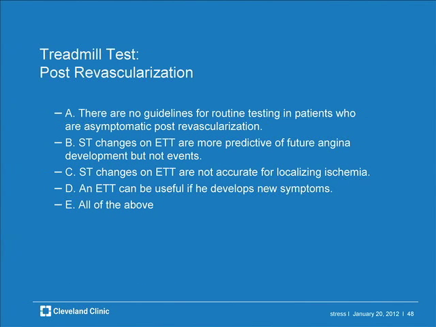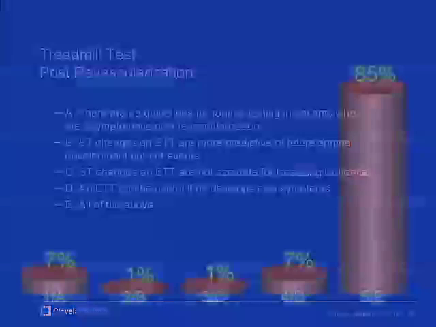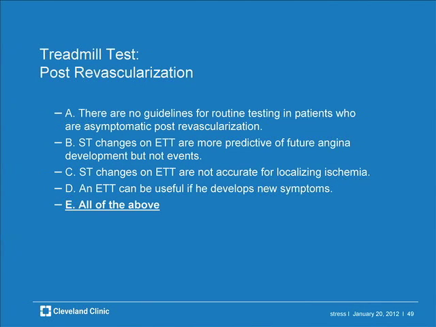There are no guidelines for routine stress testing in patients who are asymptomatic post-revascularization. The ST changes on the stress test are more predictive of future angina, but not events. ST changes on the treadmill are not accurate for localizing ischemia. Treadmill can be useful if he develops new symptoms, and all of the above. Wow, that means you learned something during the session. Great. So most of you got this right. This is all these points we've made throughout the talk.